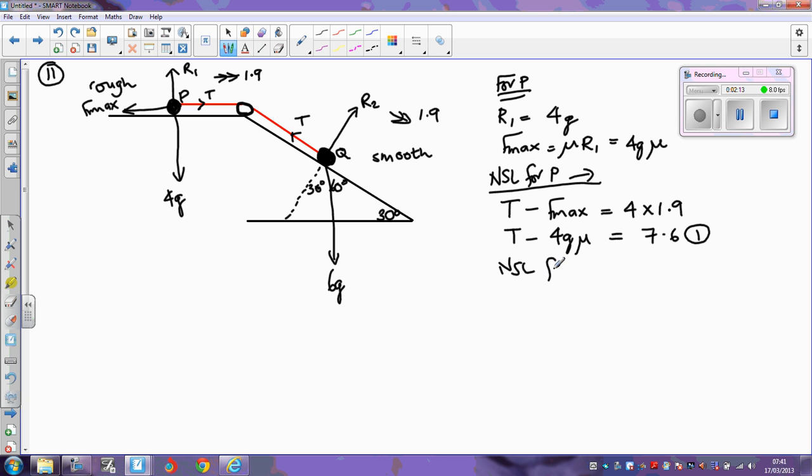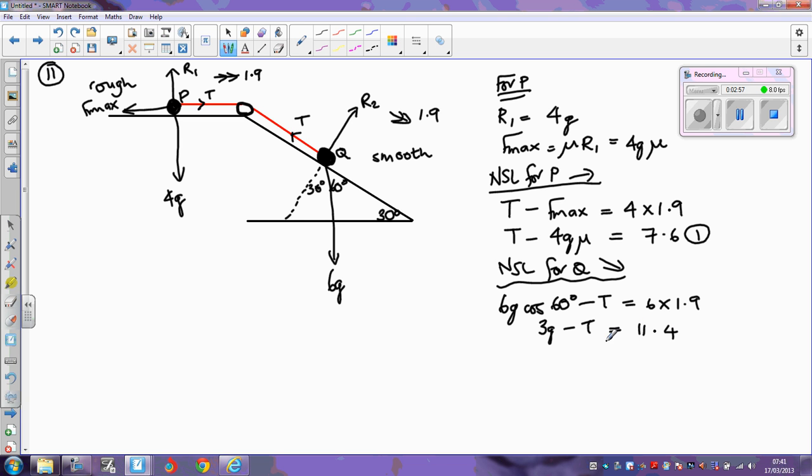Now let's do Newton's second law for Q. That's going to be down the slope because that's the way the acceleration is going. Now if we look at the forces acting on Q, acting down the slope, we've got the component of the weight, which is going to be 6G cos 60 degrees. Acting up the slope, against that we've got T, and that must equal the mass of Q, which is 6, multiplied by its acceleration, which is also 1.9. Now cos 60 and sine 30 are both a half, so 6G times a half simplifies to 3G minus T equals 6 times 1.9, which comes out as 11.4.